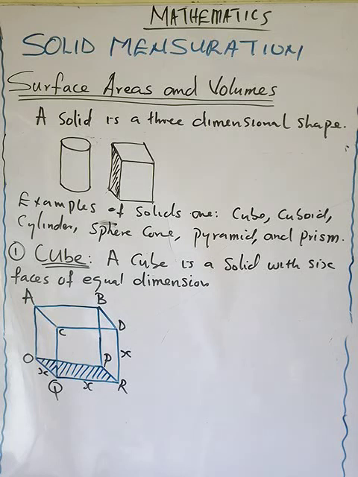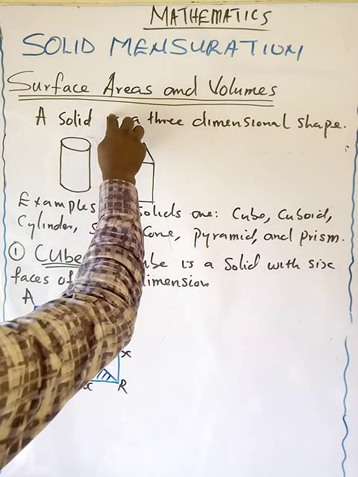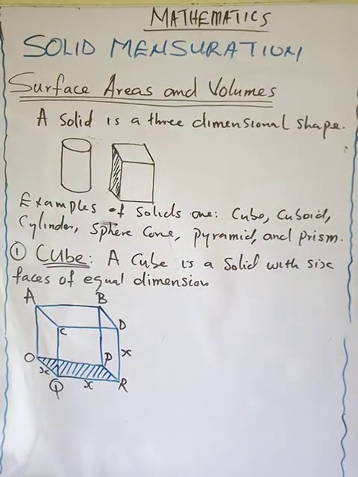The topic for this moment is solid mensuration. We have treated plane mensuration. Here now is solid mensuration, whereby what we are doing is surface areas and volumes. A solid is a three-dimensional shape. It's a three-dimensional what? Shape.